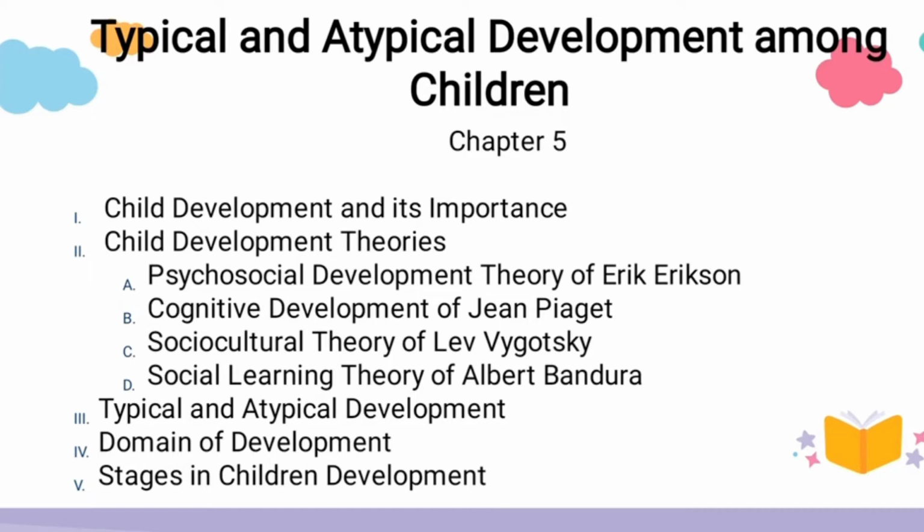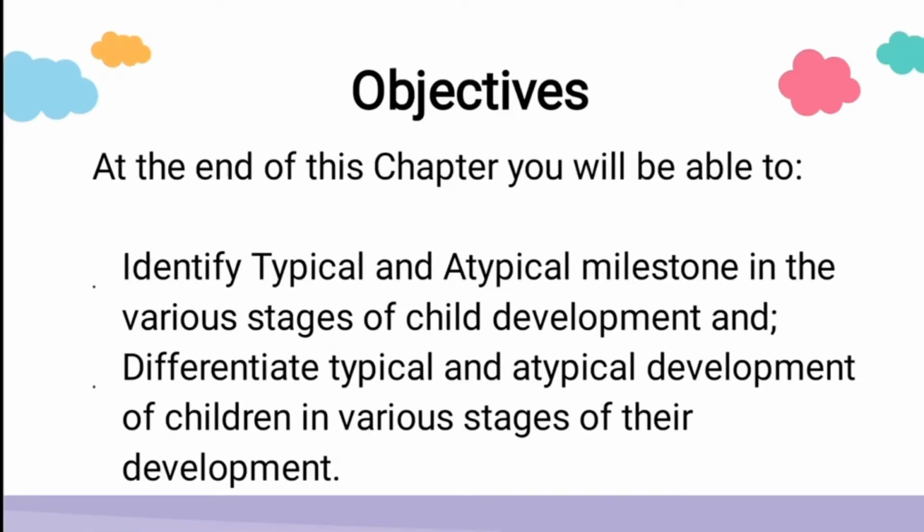The objective is that at the end of this chapter, you will be able to identify typical and atypical milestones in the various stages of child development, and differentiate typical and atypical development of children in various stages of their development. So without further ado, let's start the discussion.